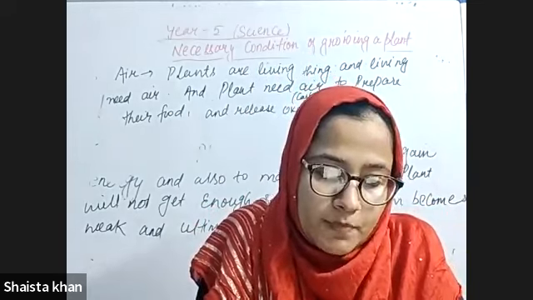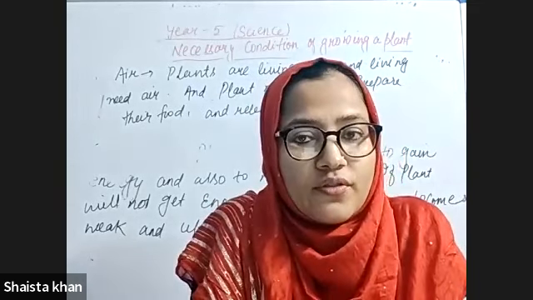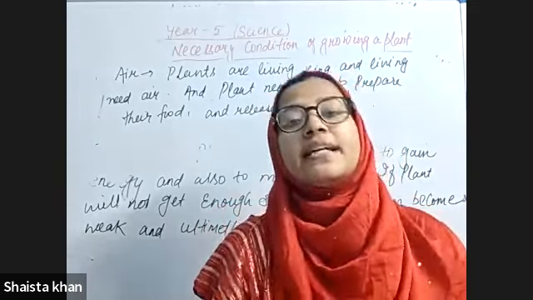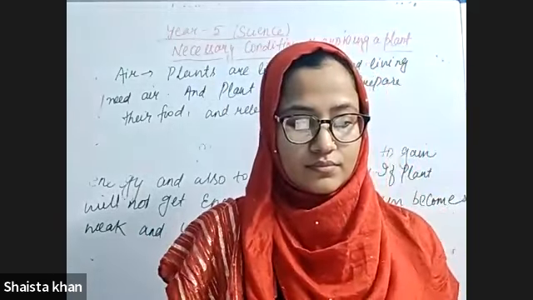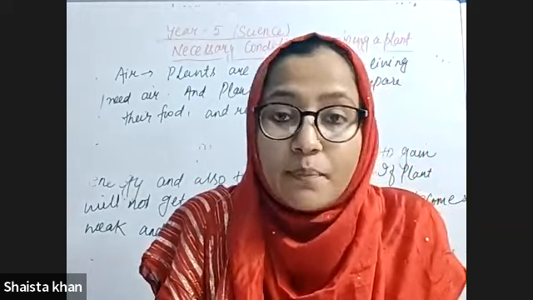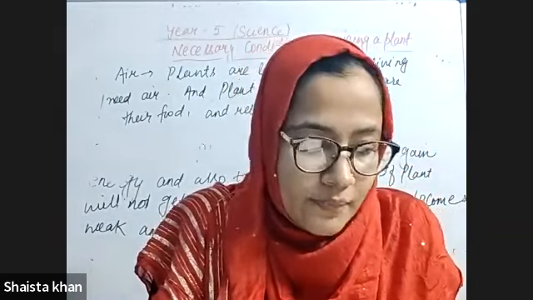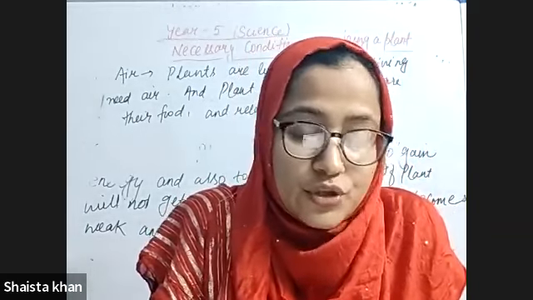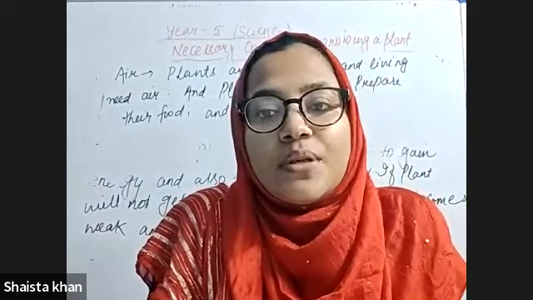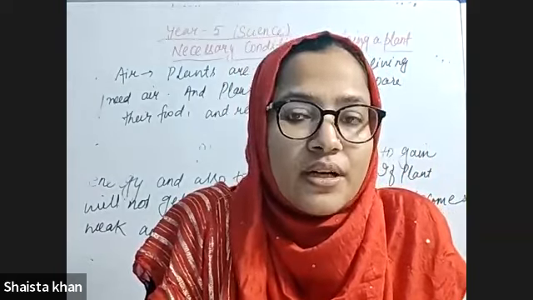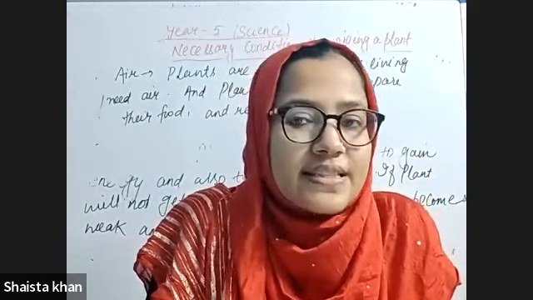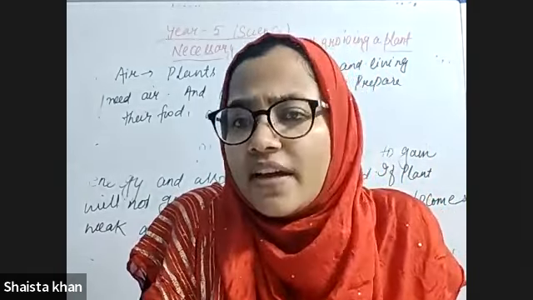There's an activity in your book which is given as plant and light. You have to take a pot with a plant. You can take 2 plants or 2 pots. You keep one plant under the sun and another one away from the sunlight.